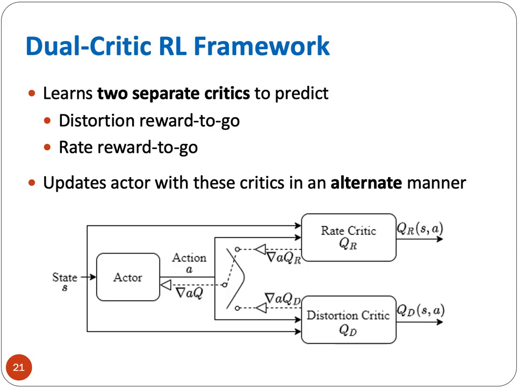Since we have two separate rewards, we propose a dual-critic reinforcement learning framework for frame-level allocation. We introduce two separate critics. The distortion critic learns to predict the distortion reward goal, while the rate critic learns to predict the rate reward goal. And the actor will choose one of the critics to update itself.